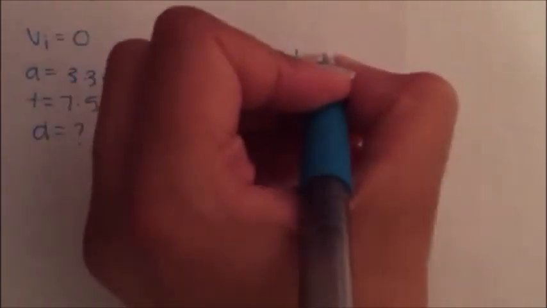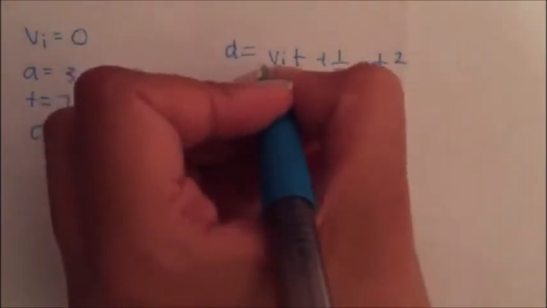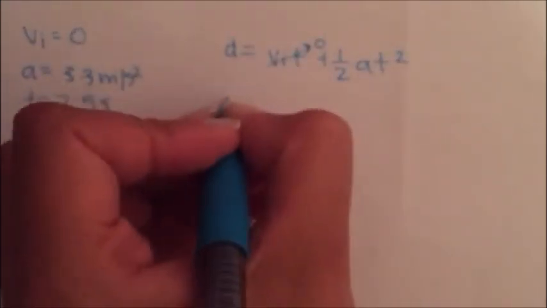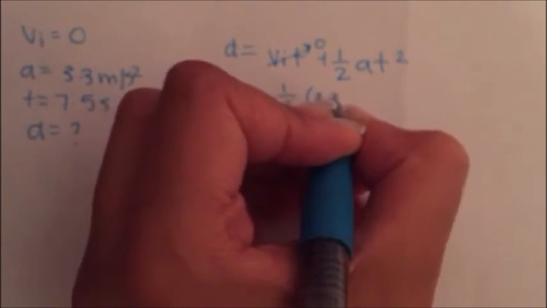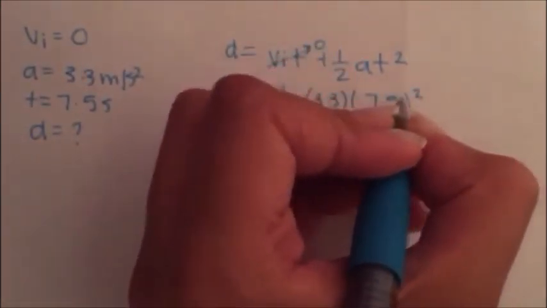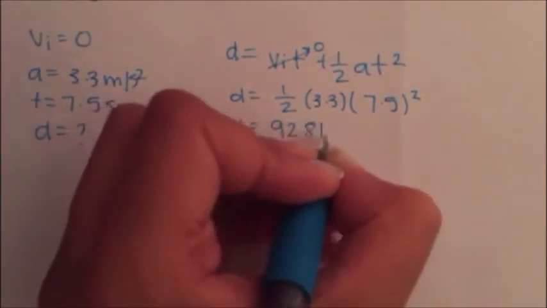The equation that relates these is the displacement or distance equals initial velocity times time plus 1/2 a t squared. Because we know initial velocity is 0, this cancels out. And so now we plug in our values. Distance equals 1/2 acceleration times time squared, which gives us a distance of 92.81 meters.